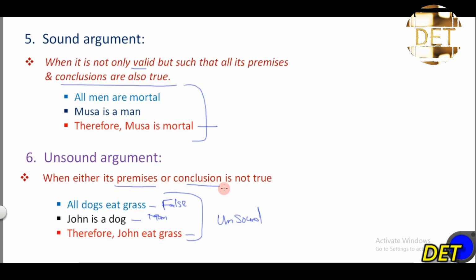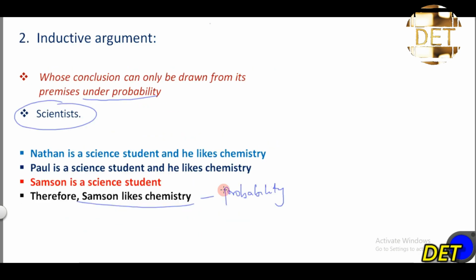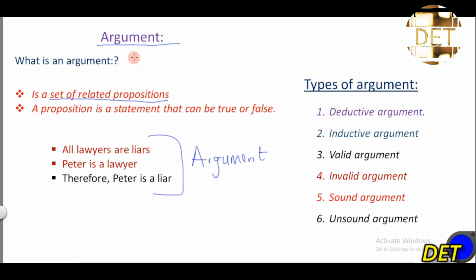So that's that for argument. Just a quick recap. An argument, like I said, is a set of related propositions, a collection of related propositions. A proposition is a statement that can be true or false, any statement that can be true or false. All lawyers are liars. It's a statement. It can be true or false.